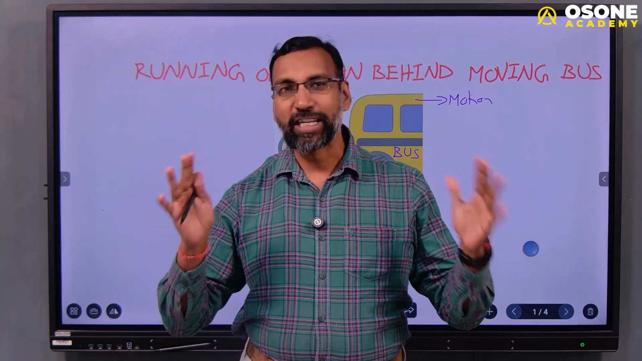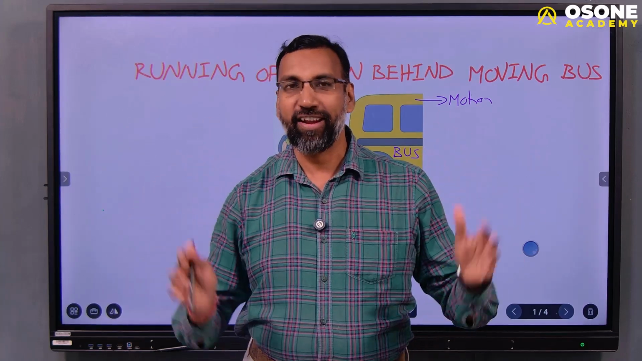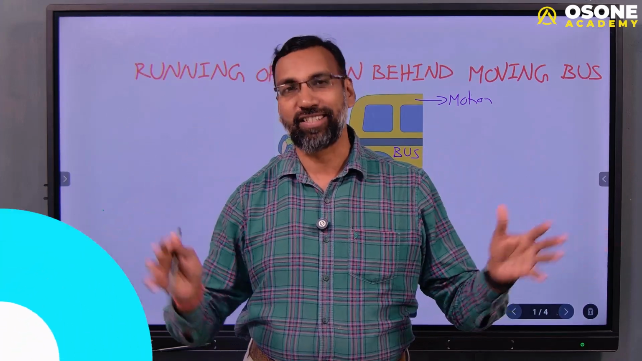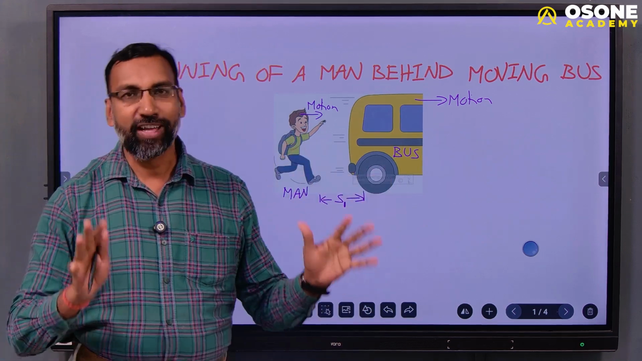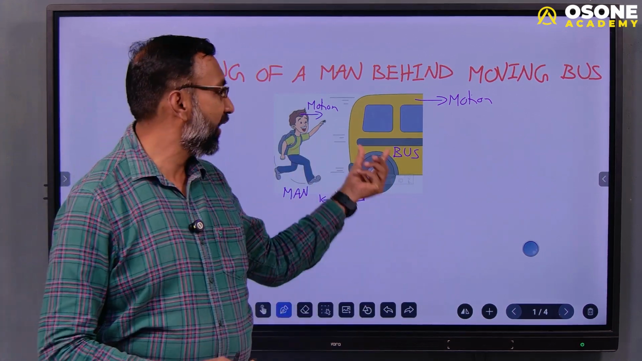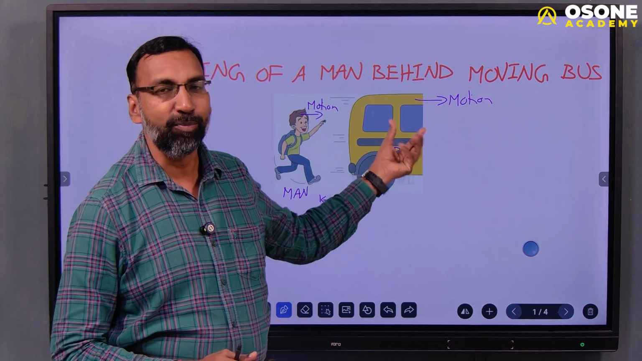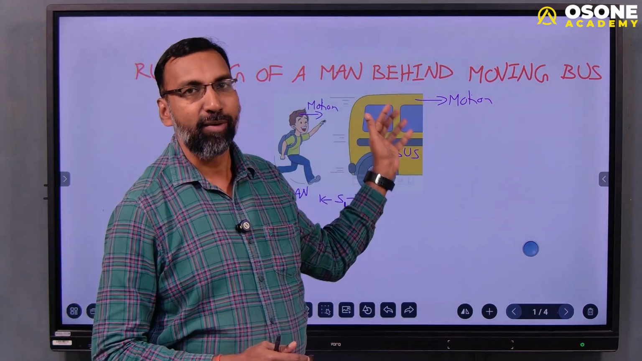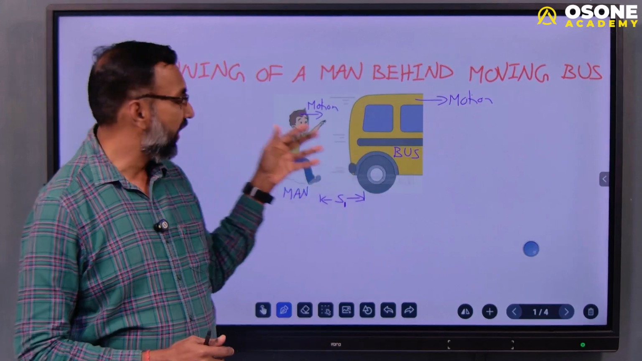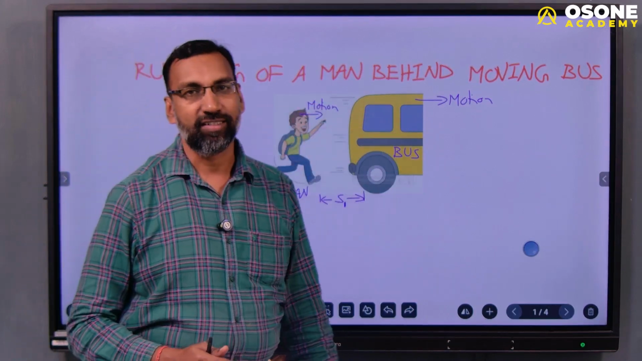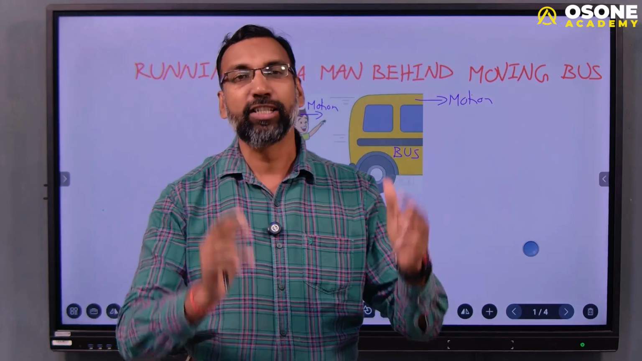Now we are going to explain the running of a man behind a moving bus. Initially, the man and the bus were both at rest. Suddenly the bus starts and moves forward. Seeing the movement of the bus, the man also starts to move. He is running behind the moving bus, trying to catch it.